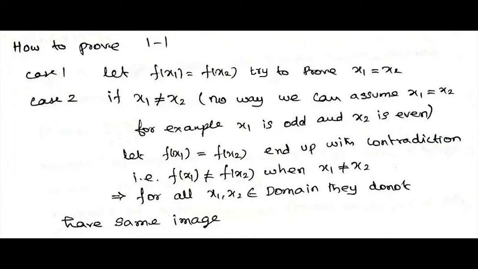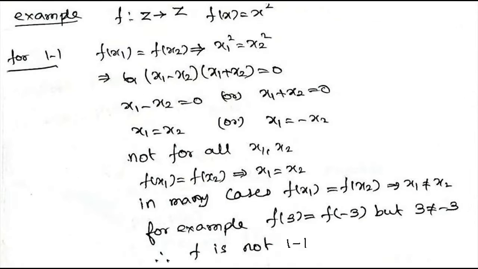Let us see an example. f is a function from integers to integers, f of x equal to x square. If you assume f of x1 equal to f of x2, you end up getting x1 square equal to x2 square. That means if you bring everything to the same side, you'll have x1 minus x2 times x1 plus x2 equal to 0. So it could be either x1 minus x2 equal to 0 or x1 plus x2 equal to 0. But if x1 equal to minus x2, is there any possibility among the integers? Yes. If x1 is 7 and x2 is minus 7, then they are two different values, but you end up getting the same images.